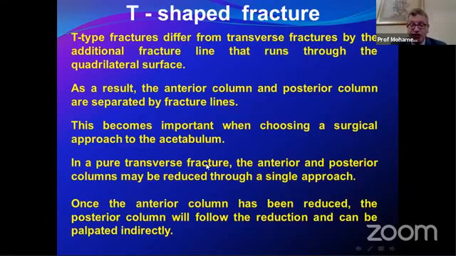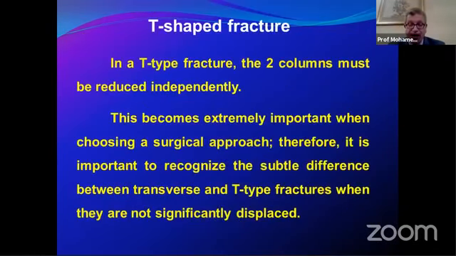In a pure transverse fracture, the anterior and posterior columns may be reduced through a single approach. I can, through a single approach, reduce one column and the other column will follow in the reduction. Once the anterior column has been reduced, the posterior column will follow and can be palpated indirectly. In a T-shaped fracture, the two columns must be reduced independently. They are separated. I have to reduce each one.